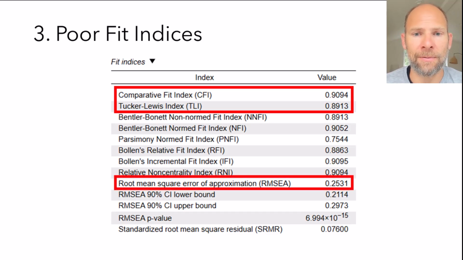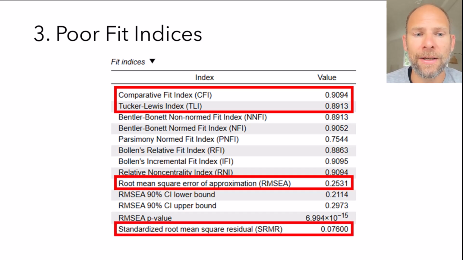Another index that we frequently look at is the RMSEA, and the RMSEA here actually looks really terrible with a value of 0.25. The value should be below 0.05. So this is much larger than the expected value for a good fit, so definitely not a proper model.